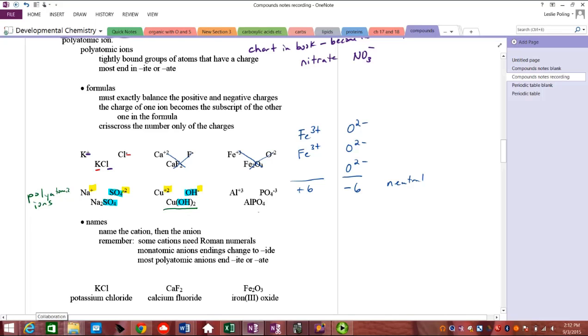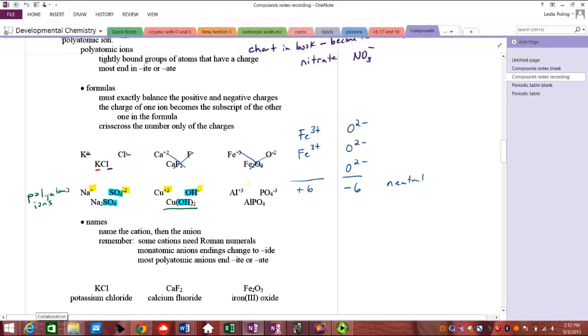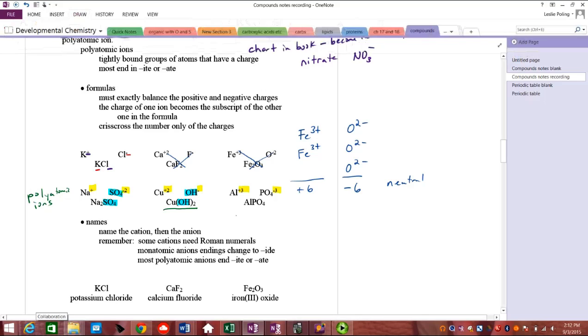In this last example here, we have a +3 and a -3. So it's like they cancel out when the charges are equal but opposite sign. So on opposite charges, we get a 1-to-1 ratio.